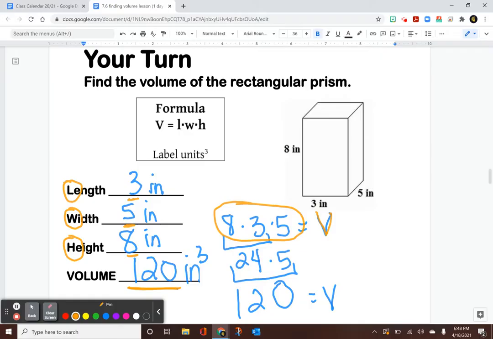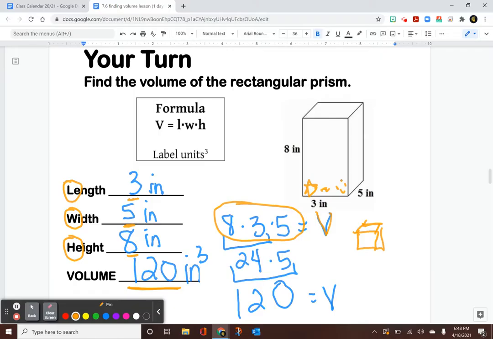120 is the volume, and our unit size was inches. So we would need 120 cubic inches, which means we need 120 of these little blocks that are an inch by an inch by an inch in size, all stacked inside here over and over and over again to fill this rectangular prism completely.